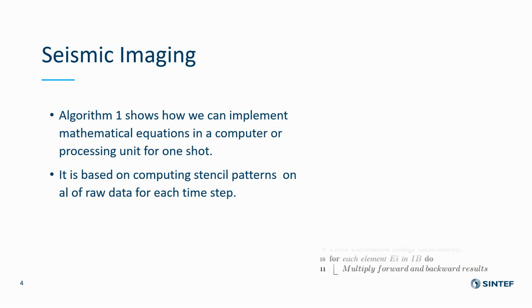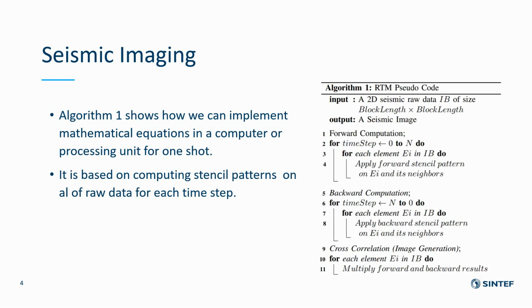This algorithm is a combination of three different steps that we want to do. We get a seismic image that is in the 2D domain, a matrix with block lengths, and then we need to run the forward computation on it one time, then the backward computation, that is from the wave that's coming from the earth to the surface, and finally cross-correlate the forward and backward computations together.